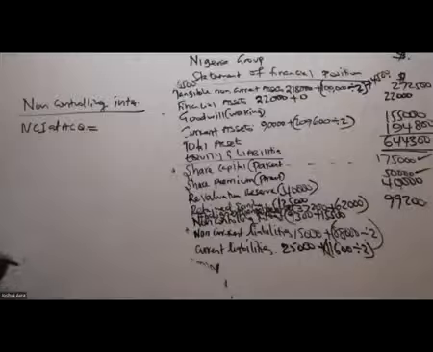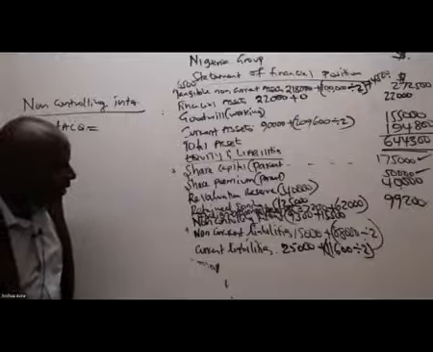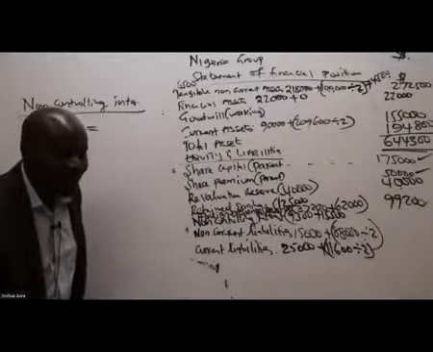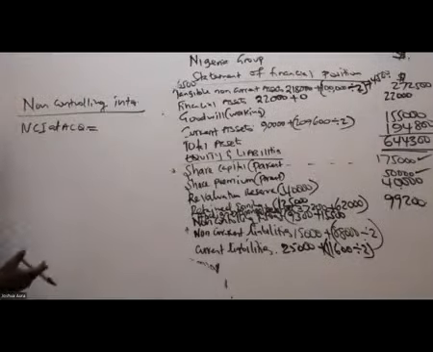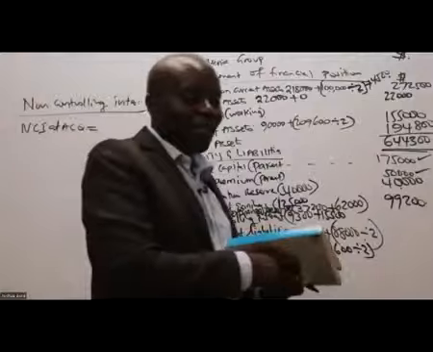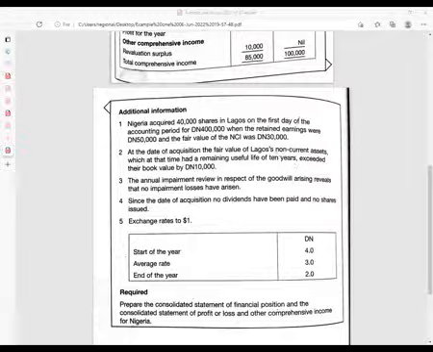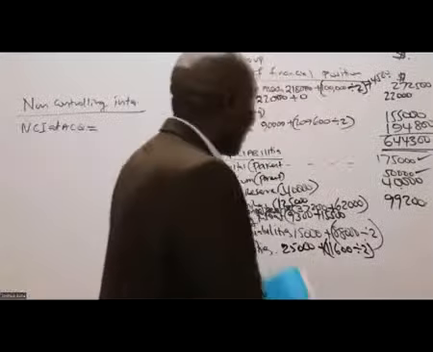Tell me, somebody, how much was it? How much was NCI at acquisition? Yes, I'll come back to it, no problem. Let us finish this one first. NCI at acquisition is this one here. It is 30,000. Fair value at acquisition, 30,000. Isn't that true? NCI at acquisition, 30,000.